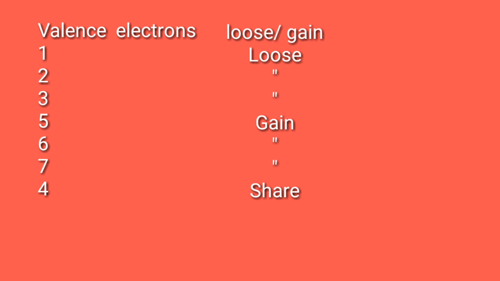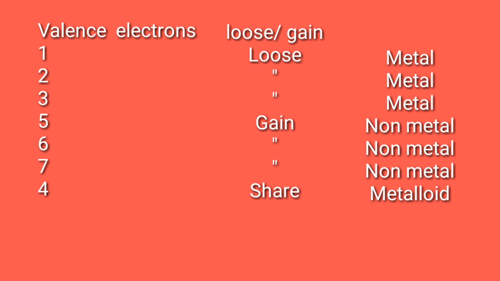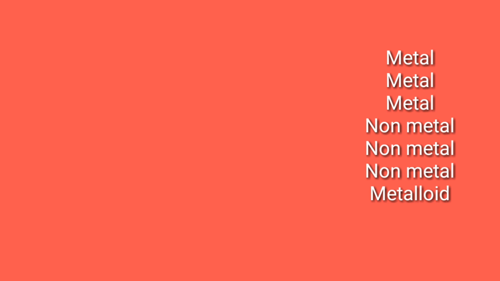And if they are not having 1, 2, 3 or 5, 6, 7, the leftover number is 4. Now 4, they will be only sharing electrons. Those elements that are losing electrons, that means if they are having 1, 2 and 3 in the valence shell, are generally considered as metals. Whereas those who are gaining electrons, that means those having 5, 6 and 7 electrons in their valence shell, are considered as non-metals. And 4, which is sharing the electrons, is considered as metalloids.